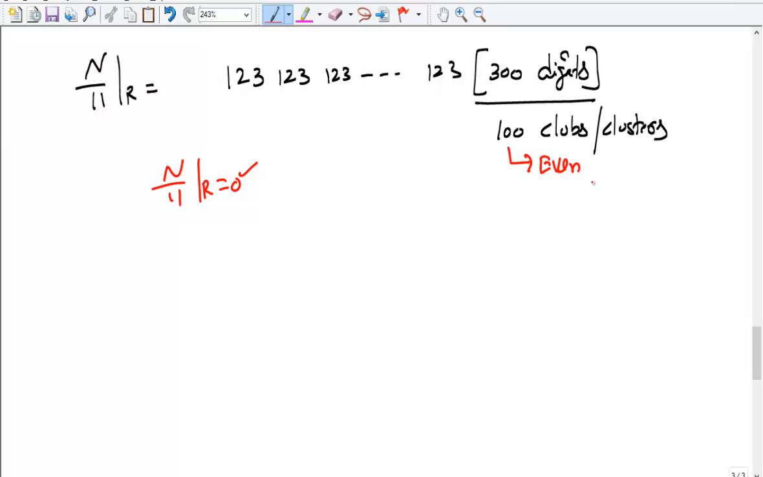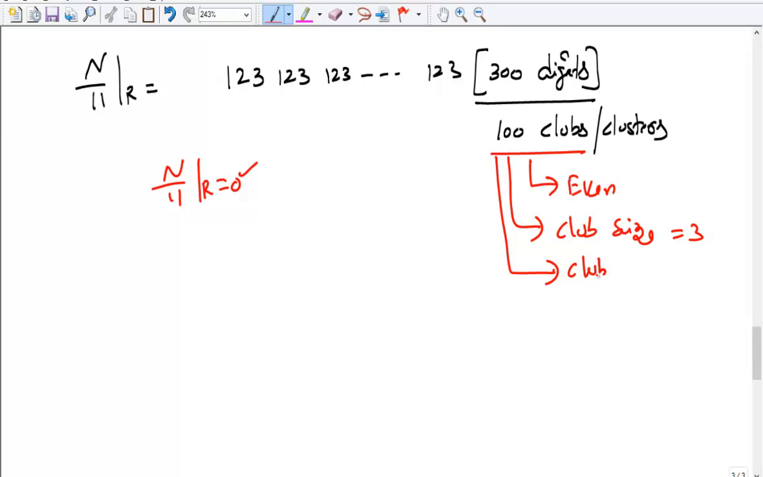The first thing you need to do is note that it's 100 clubs, and it's even. The second thing you need to do is note that the club size is 3. The third thing you need to remember is that the club value is the same for all the clubs, that is 1 2 3. Now I've done it by taking a club size of 3, actually. If you are getting a club size of 4, 5, or 6, you can easily define your methodology. That's very easy. So it's even number of clubs, remainder is 0.